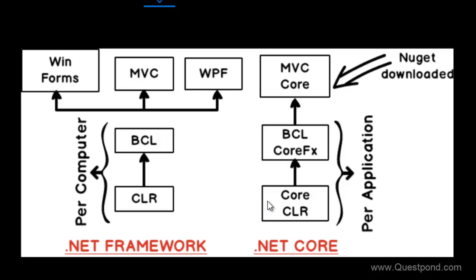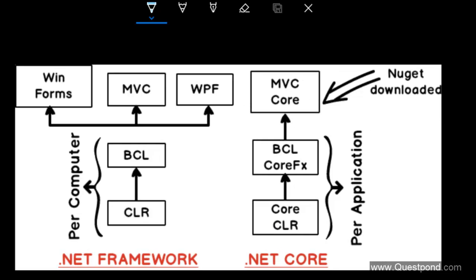In the same way, in .NET Core as well, we have those 3 sections. We have a different naming convention here. The CLR is termed as the Core CLR, and the BCL is termed as the Core FX. On top of this core, we have MVC Core. So we have .NET Framework on which we have MVC, and then we have .NET Core on which we have MVC Core. Now the other big difference is in terms of the installation in both of these frameworks.